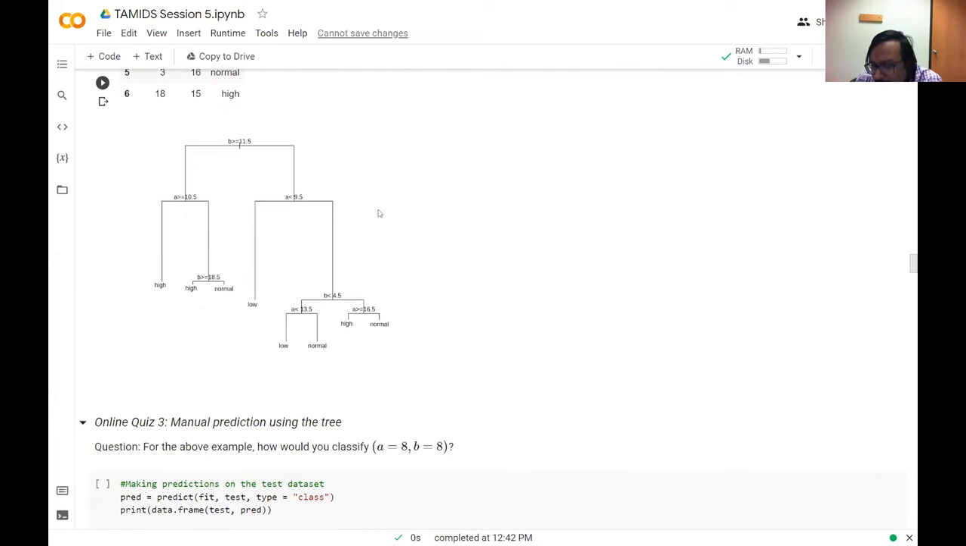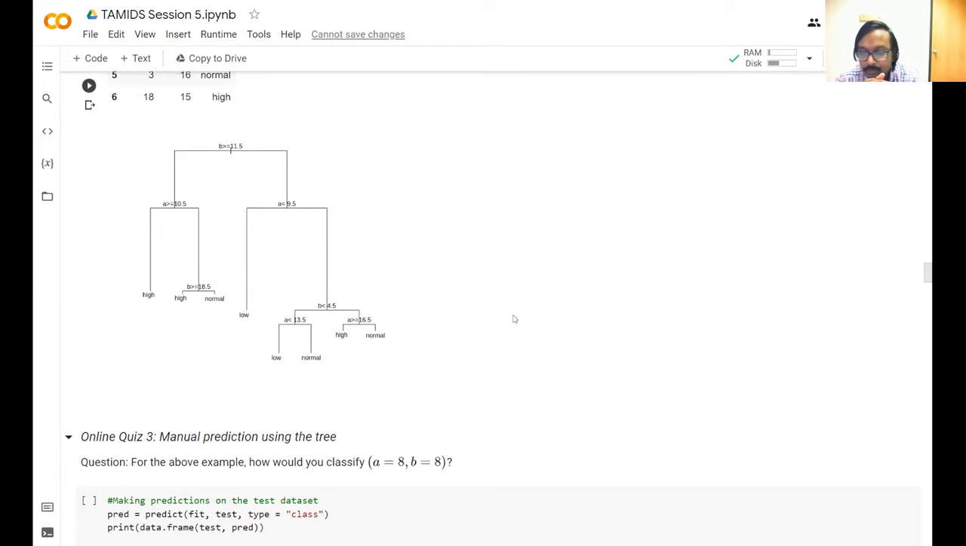So let us do one manual prediction using the tree. I would let you try to look at this tree and understand how the questions are asked one after the other, and try to classify A equal to 8 and B equal to 8, and figure out what is going to be the level of this observation. So ask the questions here and try to come up with an answer by yourself. I'm going to put up the next poll, and please try to make the prediction. Take your time. I'm going to give you a couple of minutes to closely follow the decision tree.